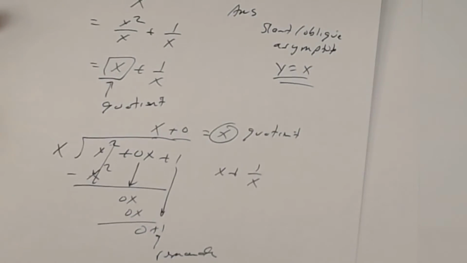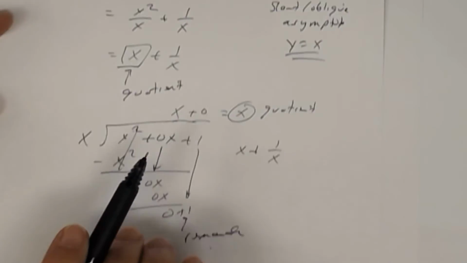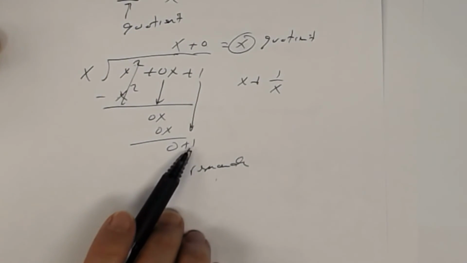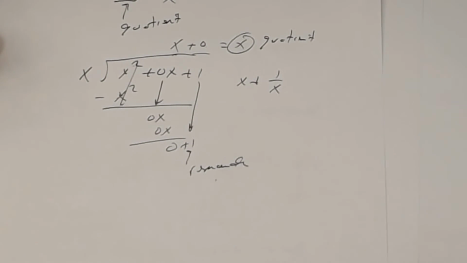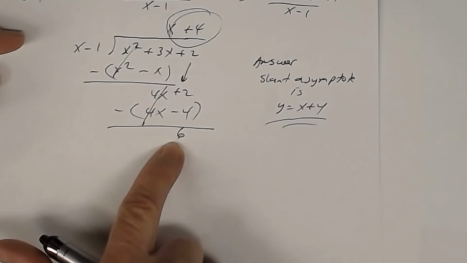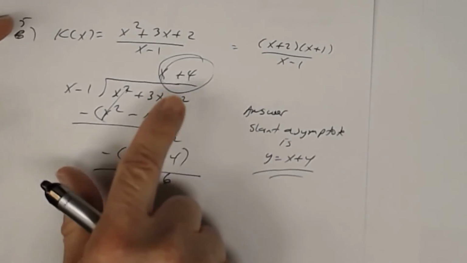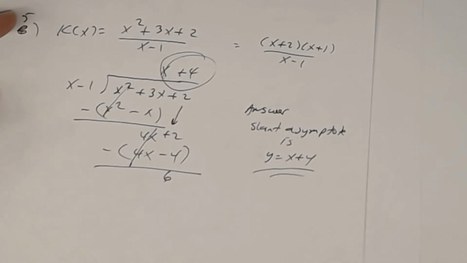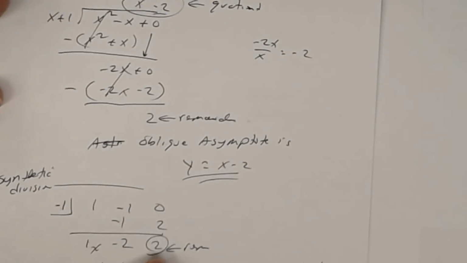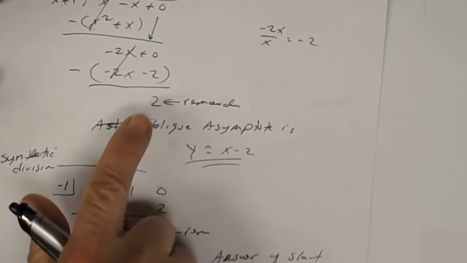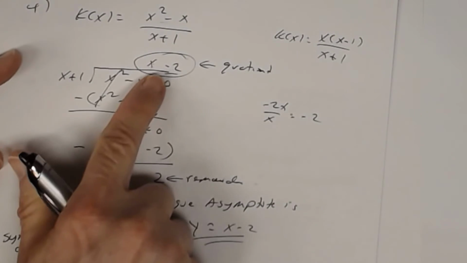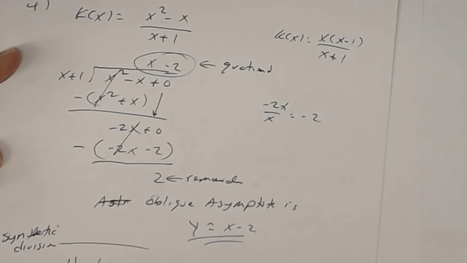The remainder in all the problems we did. The remainder here, for this one, was 1. Was it 0? No, it was 1. The remainder here was 6. Was it 0? Nope, it was 6. So that was your slant asymptote. The remainder here was 2. So there's your slant asymptote, y equals x minus 2.